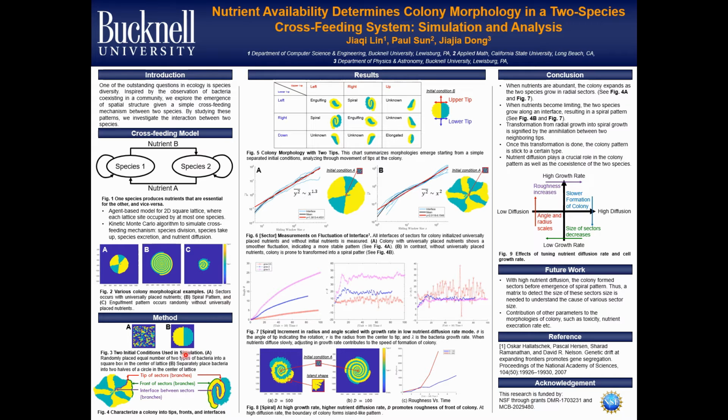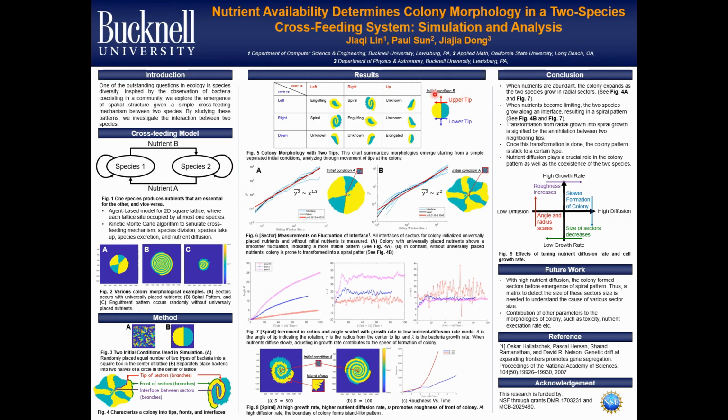At the beginning of each simulation, we use two initial conditions, as shown in Figure 3. One is a square box with randomly placed species, another is a circle with separately placed species. To better understand and quantify the properties of the colony, we categorize each colony into types from interfaces as defined in Figure 4.